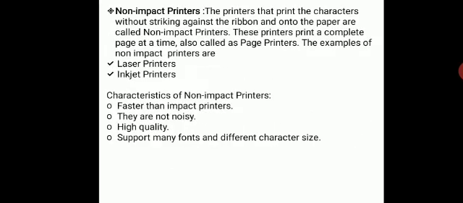Non-impact printers are the printers that print the characters without striking against the ribbon and onto the paper. These printers print a complete page at a time, also called page printers. Examples of non-impact printers are laser printer and inkjet printer. The characteristics of non-impact printers: faster than impact printers, not noisy, high quality, support many fonts and different characters in size.